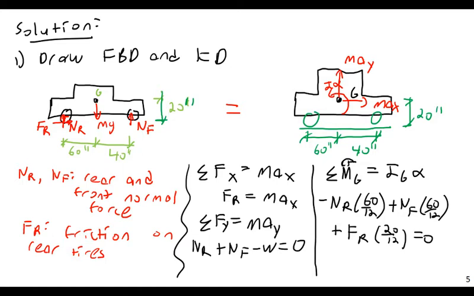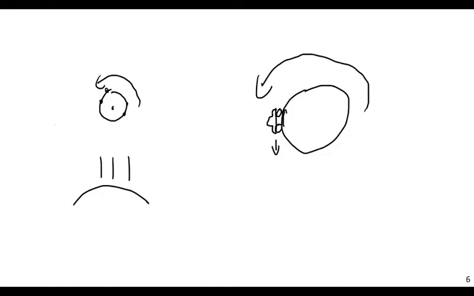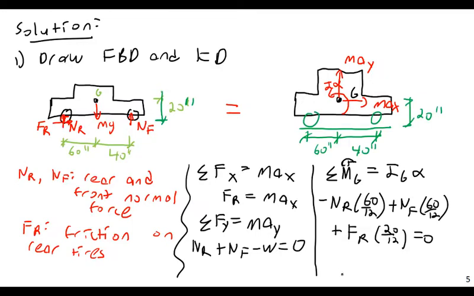Now, I have four unknowns here: F_R, M_A_X, N_F, and N_R. So let's see if I can work with this. Again, four unknowns. Let's skip through this. I'll put in a little note here: continues on slide 7.